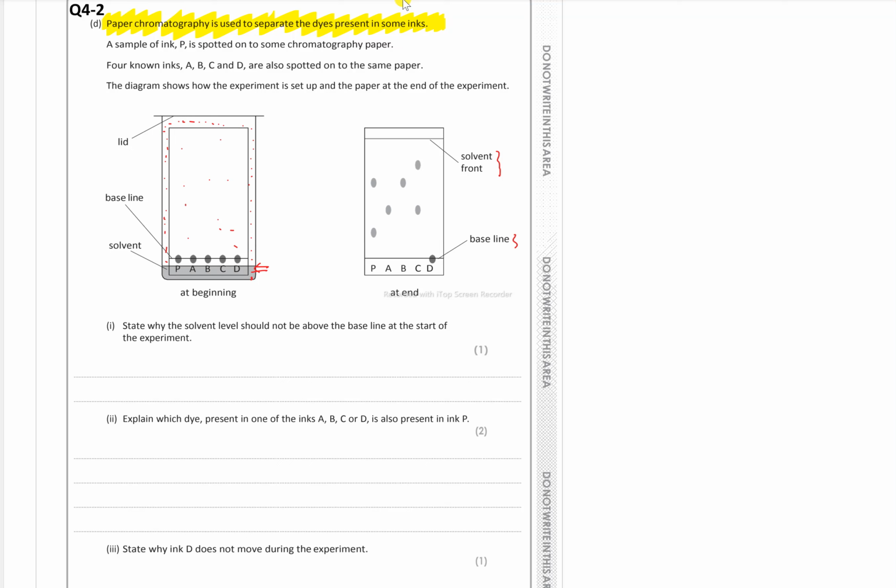State why the solvent level should not be above the baseline. Because it will interfere with the results. That's the problem. This is to stop the ink or the spots dissolving in the solvent.